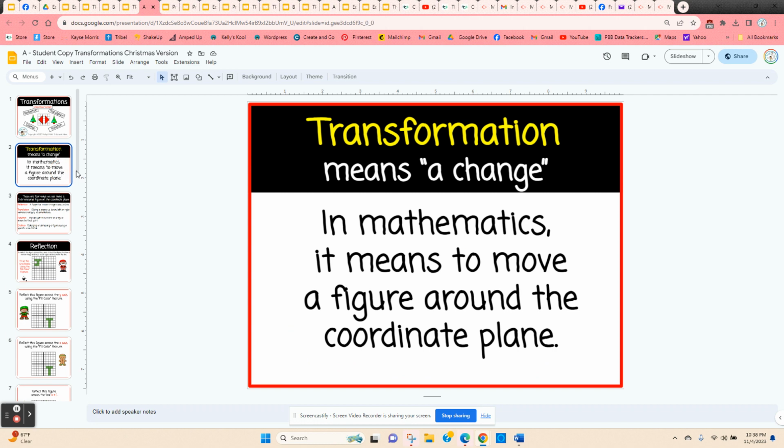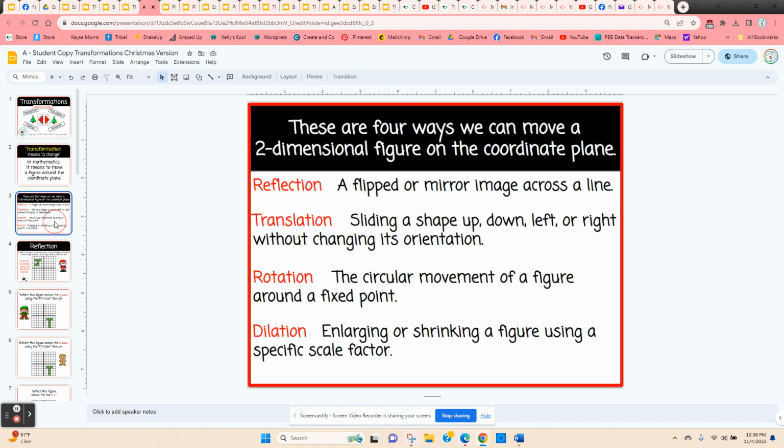So the lesson starts with the definition of what transformation means. It means a change, and then the definition in mathematics. Then the students have a definition of each of the four different types of transformations. And they can refer back to slide 3 if they need a reminder of what each one of these mean.